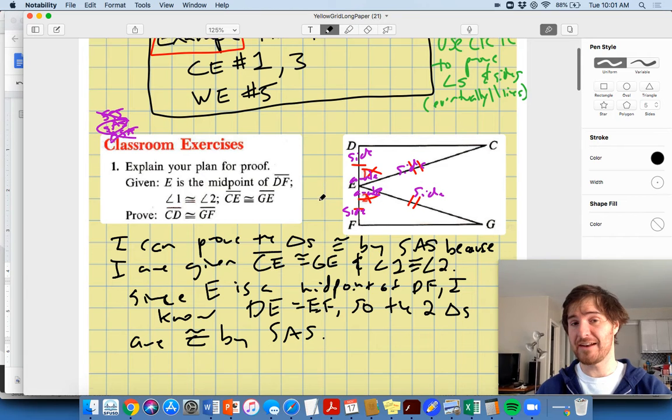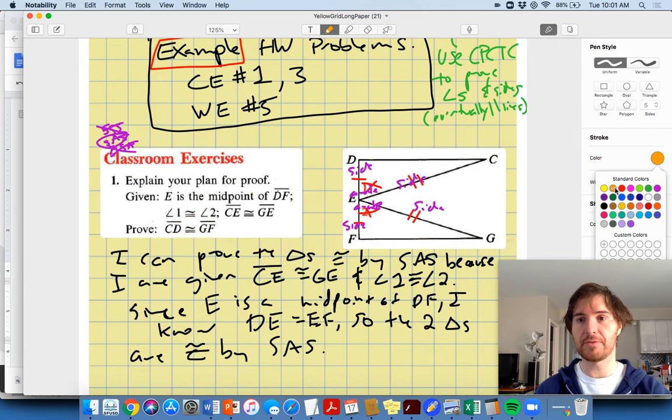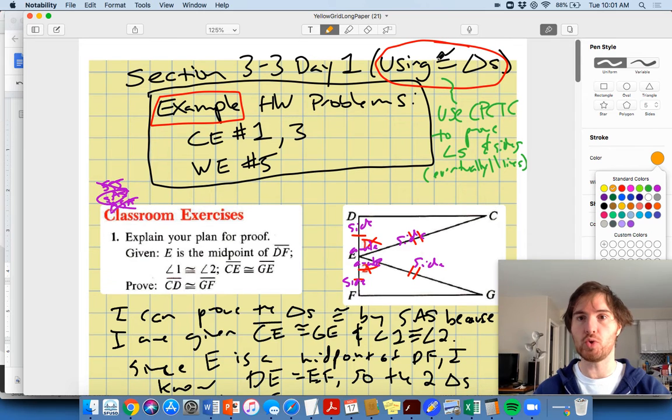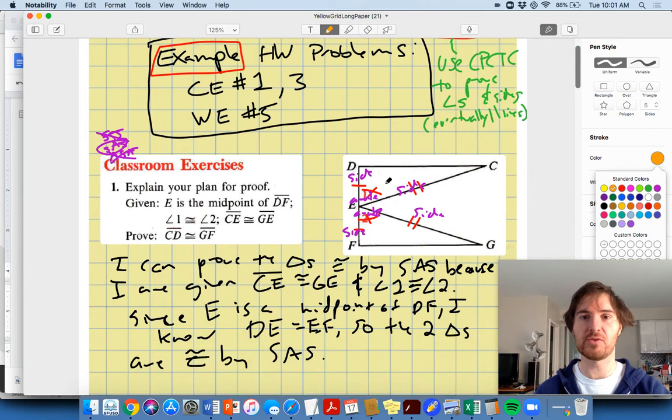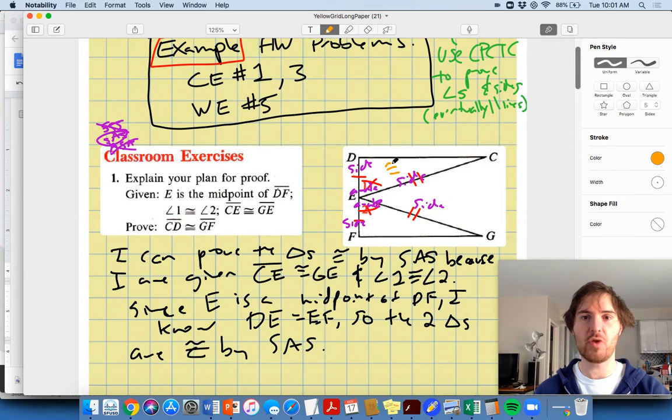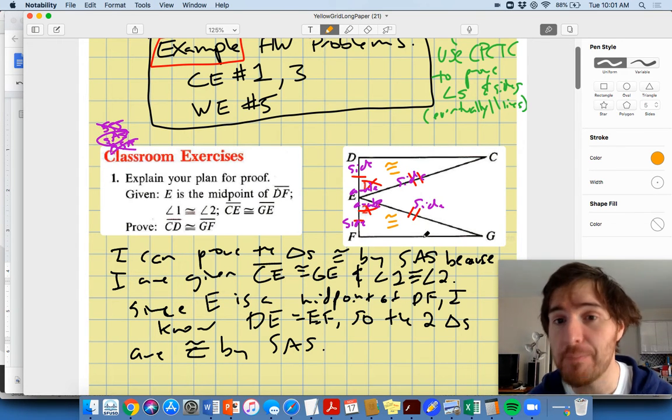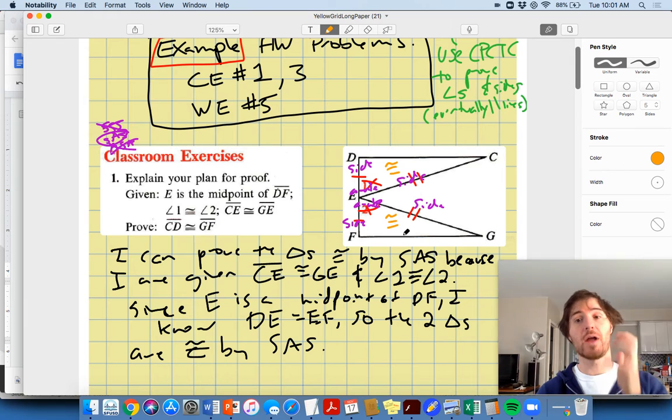Okay, is that enough for the proof? What do we have to prove here? We're just trying to prove the triangles are congruent. No, we're going to use congruent triangles. So now that I know that this triangle is congruent to this triangle, I can say any of the corresponding parts of the triangles are congruent to one another. So this has got to be congruent to this. And the reason for that would be CPCTC.